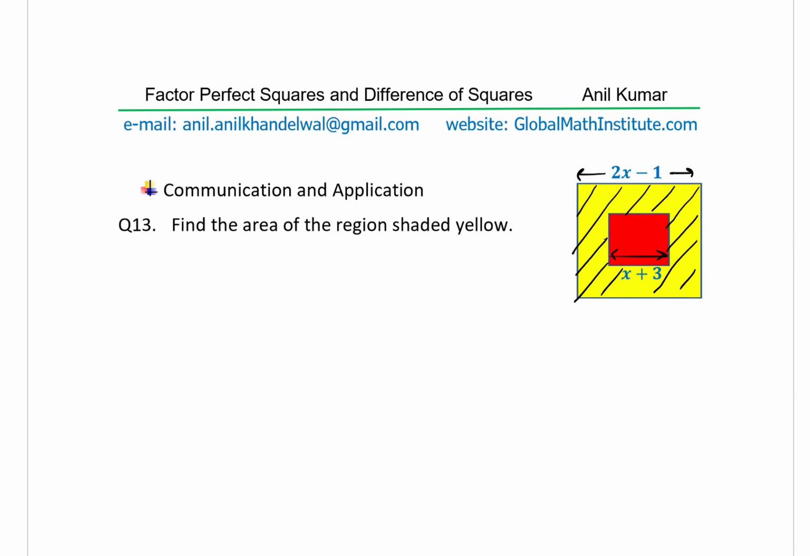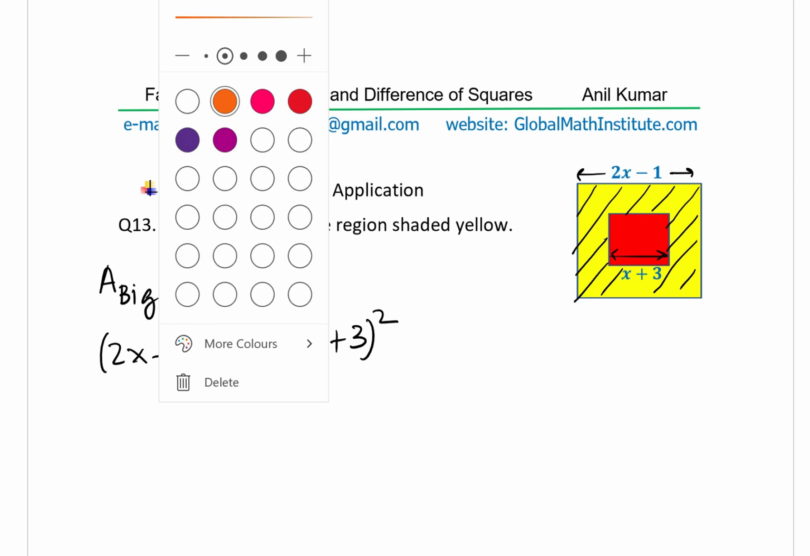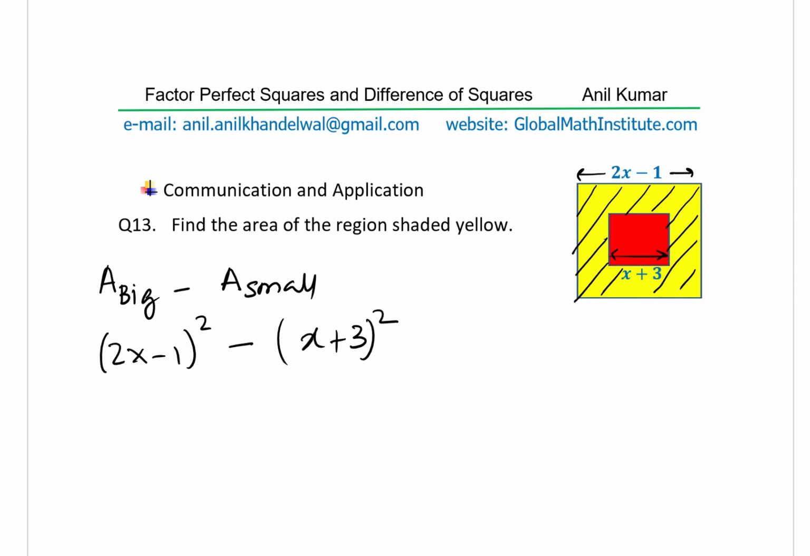So let's find the area and then find the answer. Well, the difference of the two will be area of big square minus area of small square, right? Now, what is the area of big square? Area of big square is 2x minus 1 whole square minus area of small square, which is x plus 3 whole square. Now, at this stage, we can apply the formula, the difference of squares, right?